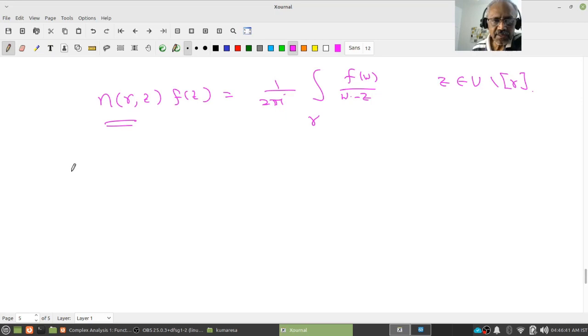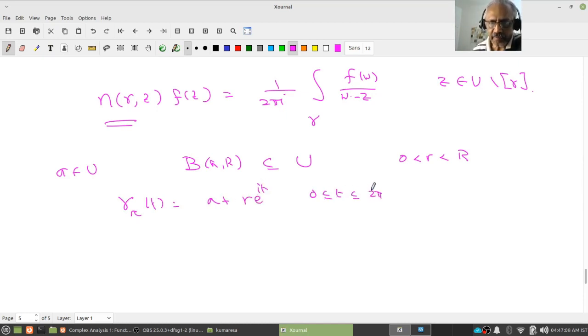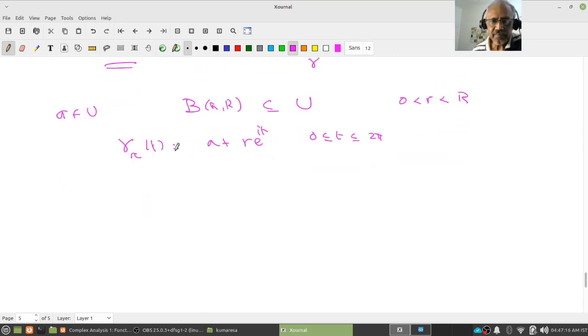So now fix a point a in U, and let us look at a closed ball B-bar of radius r so that it is contained in U. Now choose any r. Let us look at gamma r of t equal to a plus r e power i t, 0 less than or equal to t less than or equal to 2 pi. Why am I looking at this? I want to look at the simplest gamma for which I can figure out what this really means. Are you following?